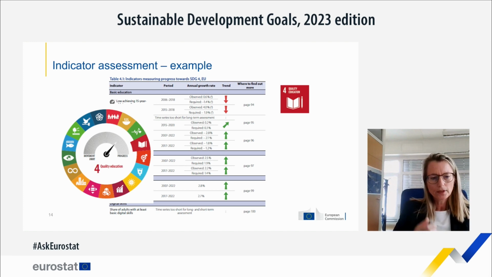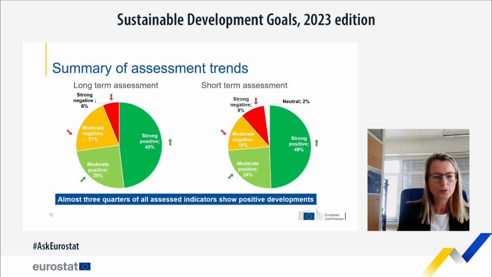So we don't do a composite indicator for all of them because we say there are 2 different topics, and so it's better to keep them at the goal level, so SDG level. But on the next slide, I wanted to show you an overview. So almost 3/4 of all assessed indicators show positive developments, long-term and short-term. But as I said, we think there are 2 different topics covered, so we don't want to show an overall assessment as such.